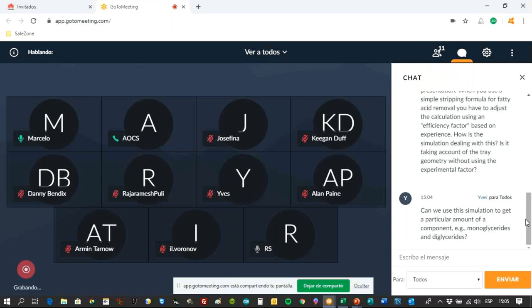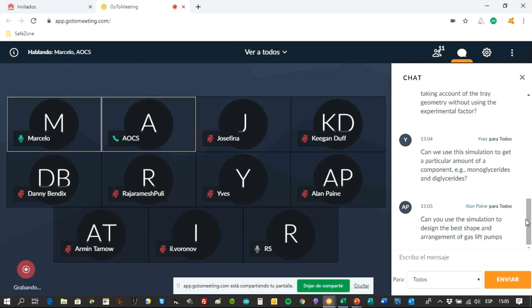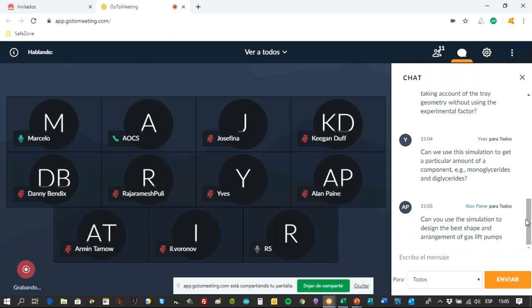Okay, and we have another question here. Can we use this simulation to get a particular amount of a component, for example, monoglycerides and diglycerides? Can we use this to get the particular amount?